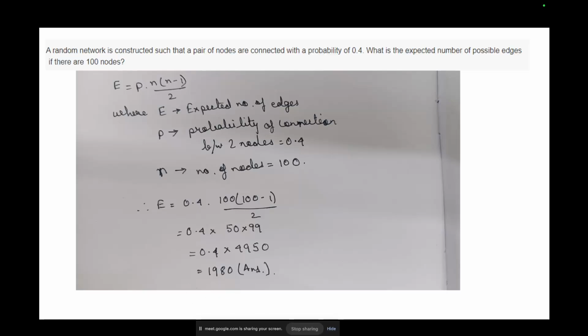So this is a small trick that you should remember: if there are n nodes, the number of possible connections is always nC2. I know some of you come from a biological background and may not be familiar with probability, permutation and combination, but these are small tricks you need to remember. If it's connected with a certain probability, you just need to multiply by that probability. So the answer is 1980.